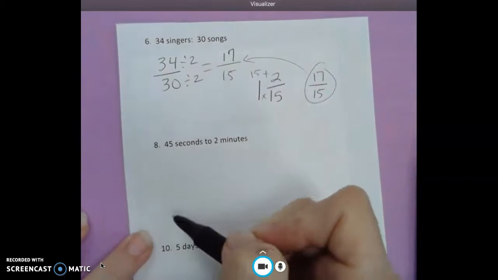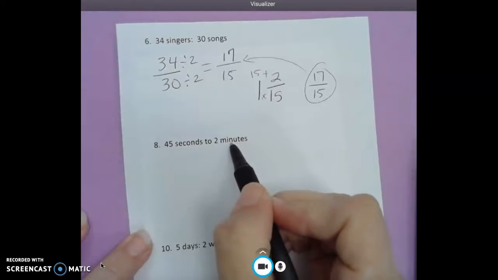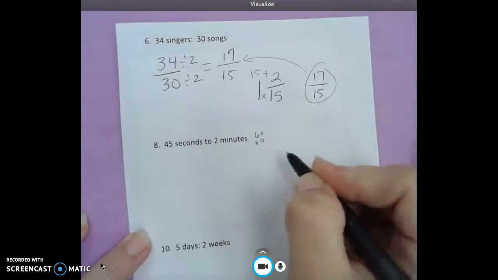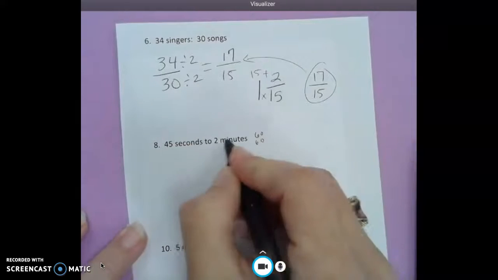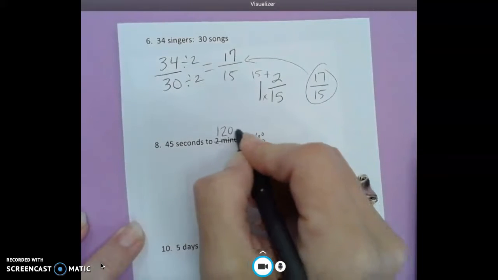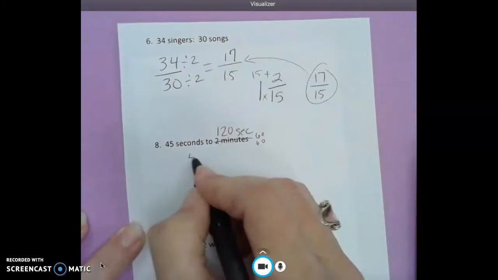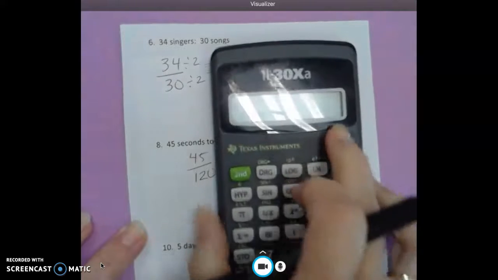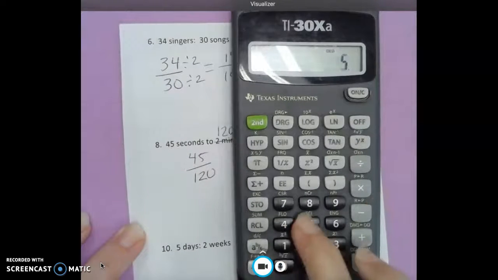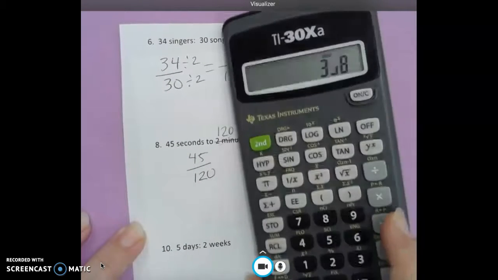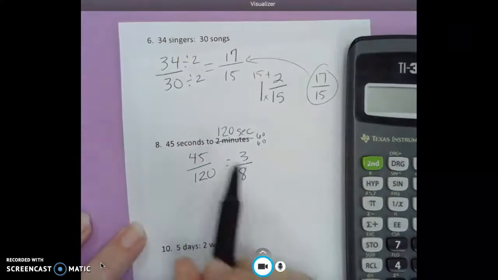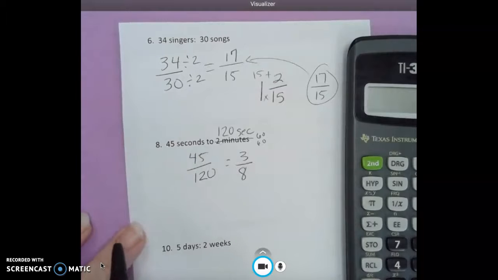So the easiest thing for me to do is, I know there's 60 seconds in a minute. So this would be like 60 seconds and 60 seconds. So I know that my 2 minutes would become 120 seconds. So now I can do 45 over 120. You can do that by hand, or you can punch it in the calculator, 45, ABC 120, and hit equals. And that will take you to 3 over 8. Now you could have started dividing and gone that route, or go straight to the calculator.